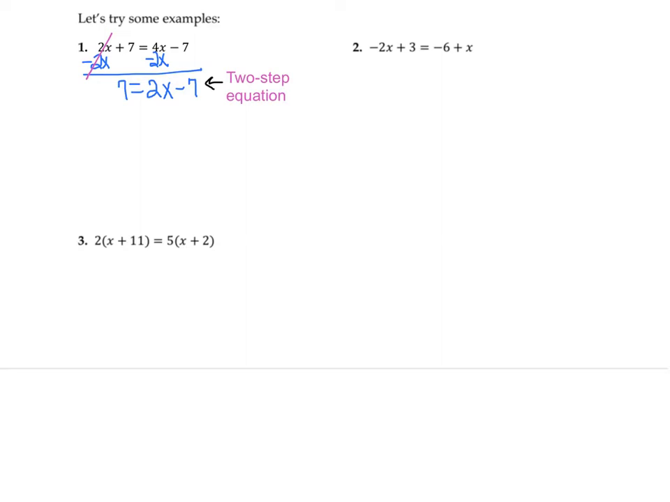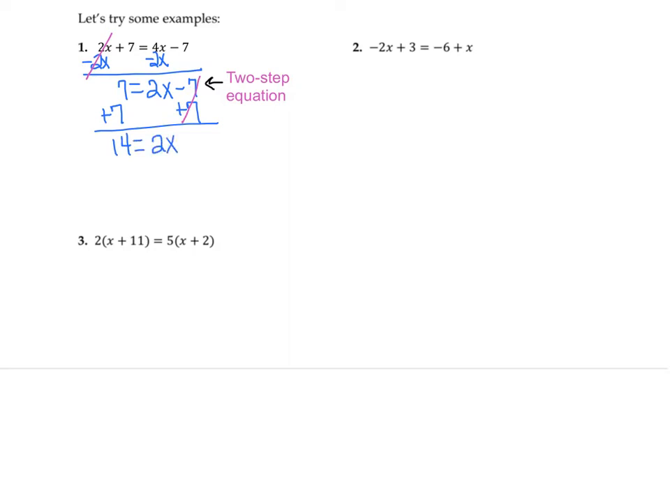Now we're going to follow our next step, which is to undo addition or subtraction. Here we're subtracting 7, so we're going to undo it by adding 7 to 7 and adding 7 to negative 7. These 7's are going to cancel. 7 plus 7 is 14. You have the equal sign, and you're going to bring down your 2x.